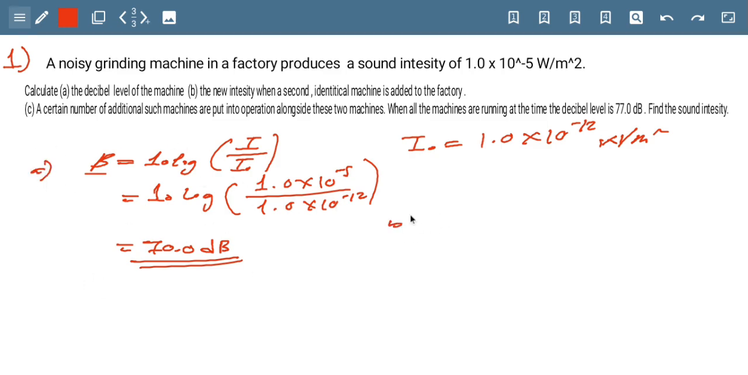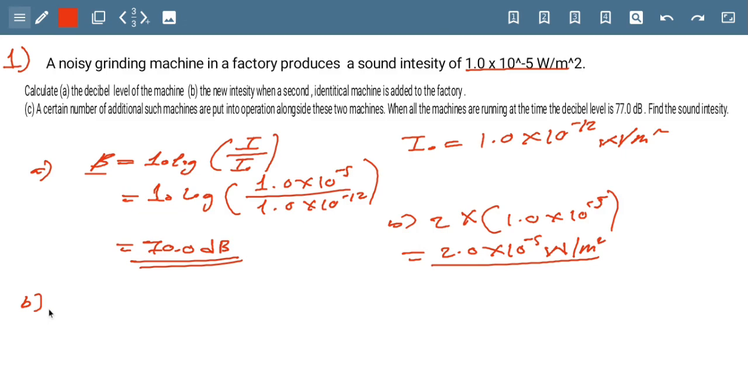Then for question B, it is asking for the new intensity when a second identical machine is added to the factory. The first machine was producing this sound intensity. Now they have added another identical machine, so it is also going to produce the same intensity. With two machines, you can say 2 multiplied by the intensity produced by one machine. Then we get 2.0 × 10^-5.